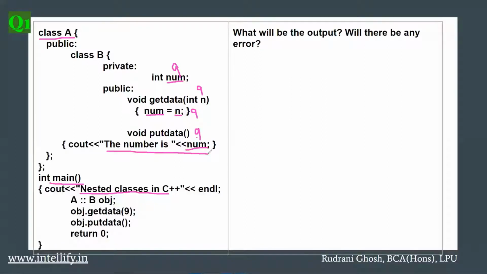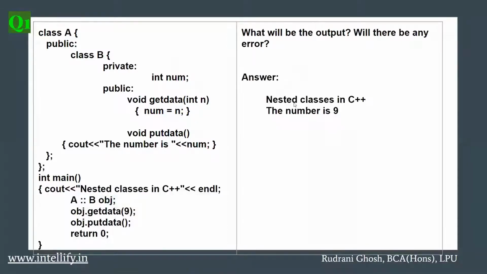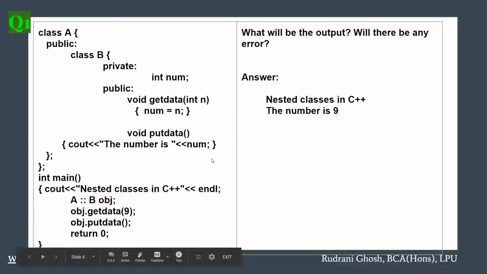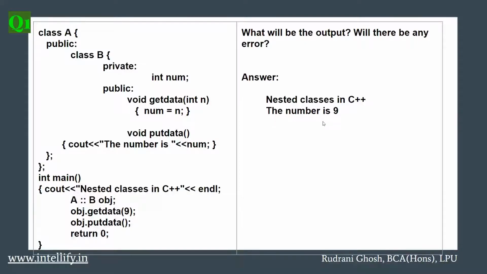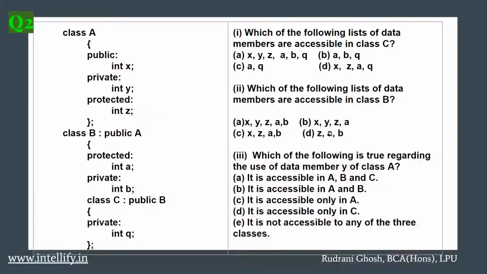So according to me, there will be no error. Let's check the answer. The answer is "nested classes in C++", the first statement we had discussed, followed by "the number is 9". So there is no error. Let's come to question number 2.